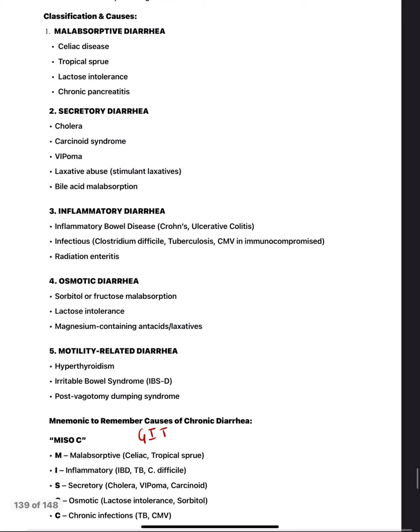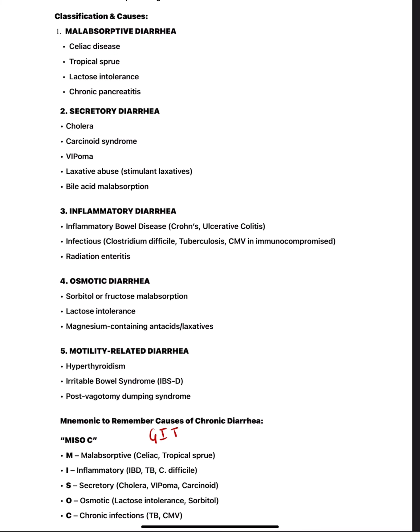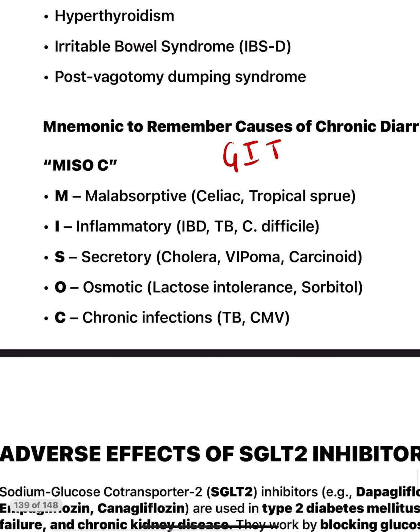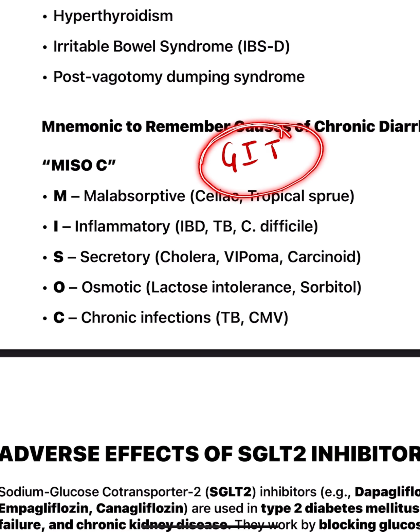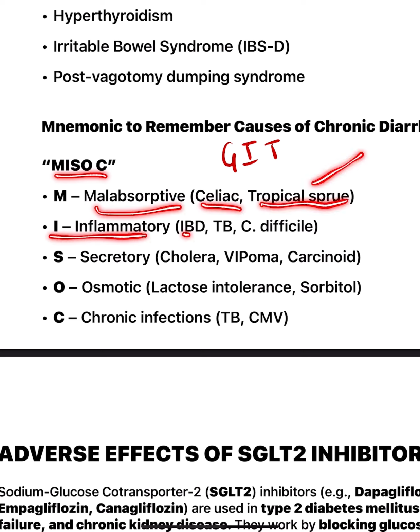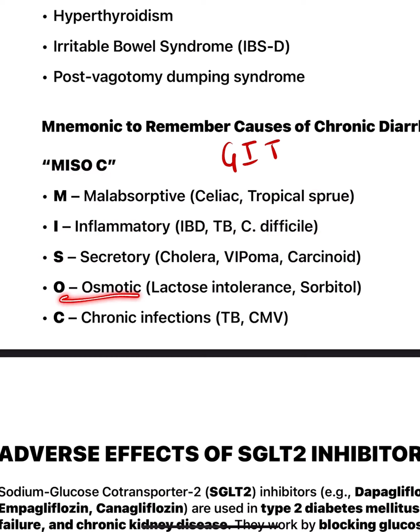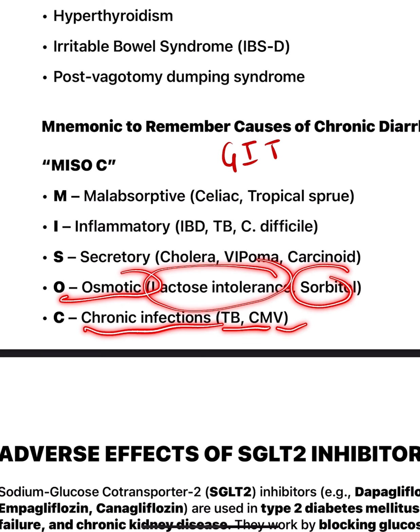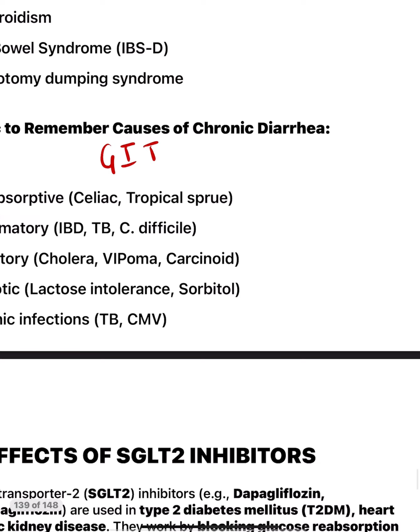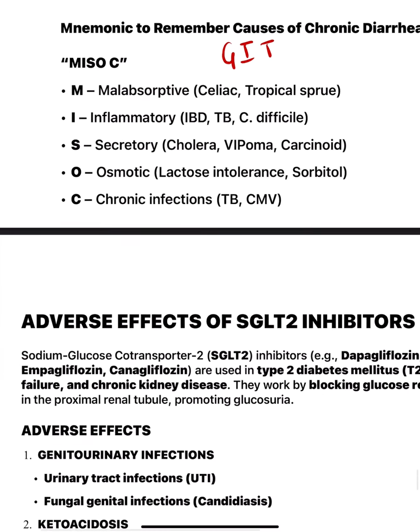So let's go to the next 3 marker, that is the causes of chronic diarrhea. I just enumerate, and you can remember it with this mnemonic. Everything is an issue with the GIT. Malabsorptive, that is celiac or tropical sprue. Then inflammatory, associated with IBD or Clostridium difficile. Secretory is cholera, VIPoma or carcinoid. Osmotic is lactose intolerance and sorbitol. And chronic infections are TB and CMV. This is the mnemonic for the causes of chronic diarrhea. You can remember it this way.